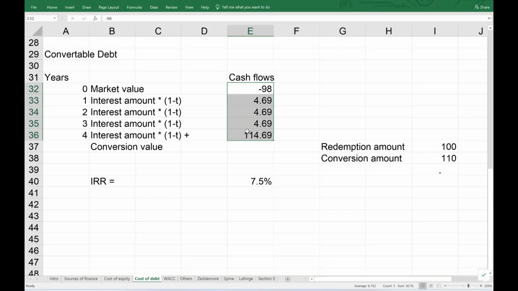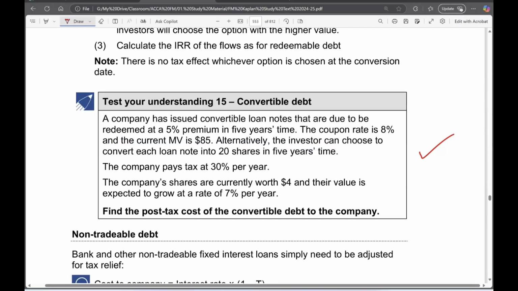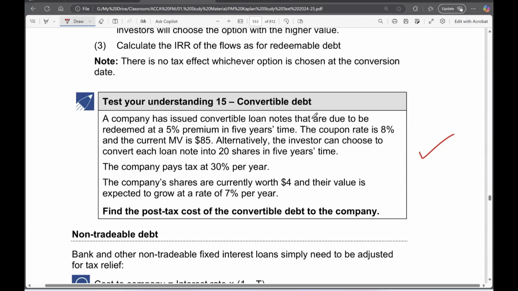Okay, let me do it. So if the investor wants to redeem, how much will they get? 105, right? 105. Okay, find the conversion amount as well. The coupon rate is 8% and the current market value is 85. Alternatively, the investor can choose to convert each loan note into 20 shares in 5-year time.